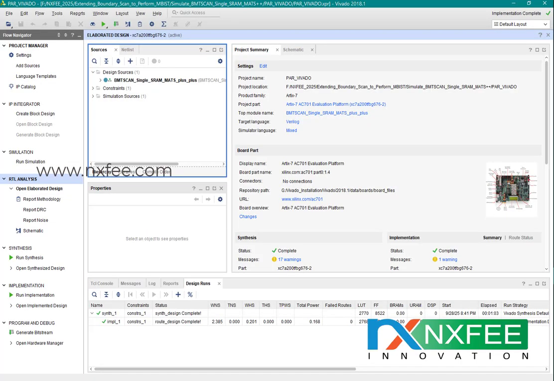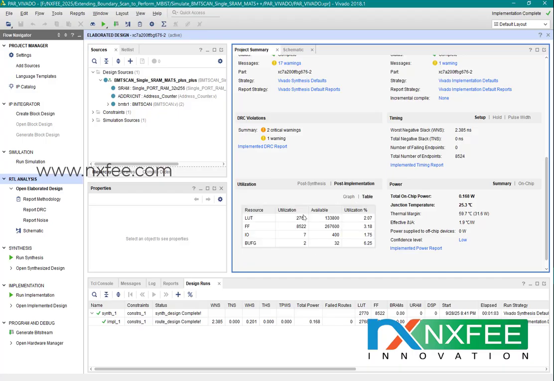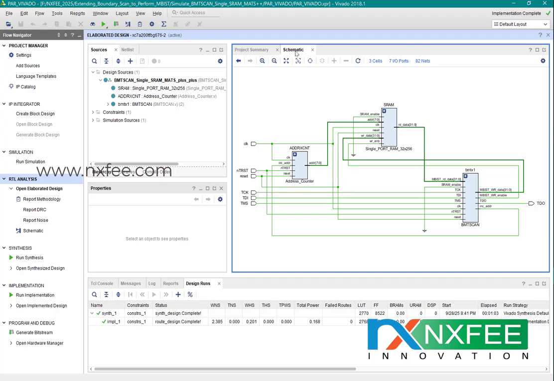And these are the Vivado results. Here this one is the single SRAM architecture, and you can analyze the parameters: LUT equal to 2768, flip-flop equal to 8522, power equal to 0.168, and delay equal to 2.385, and this is the RTL schematic. The LUT size depends upon the memory size. Here we used a 32 cross 256 size.